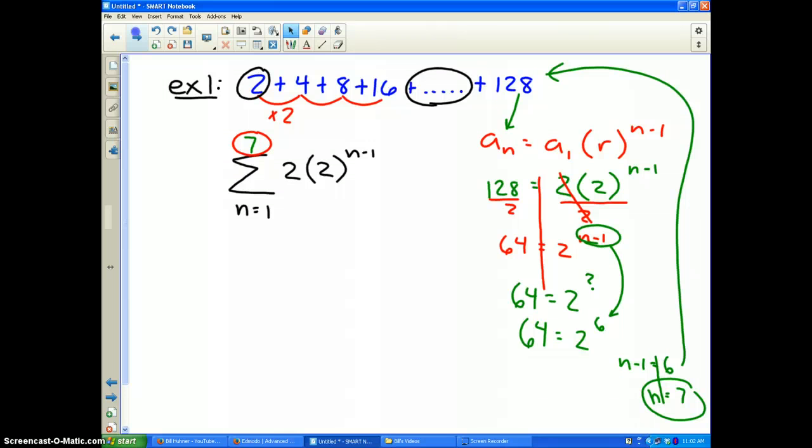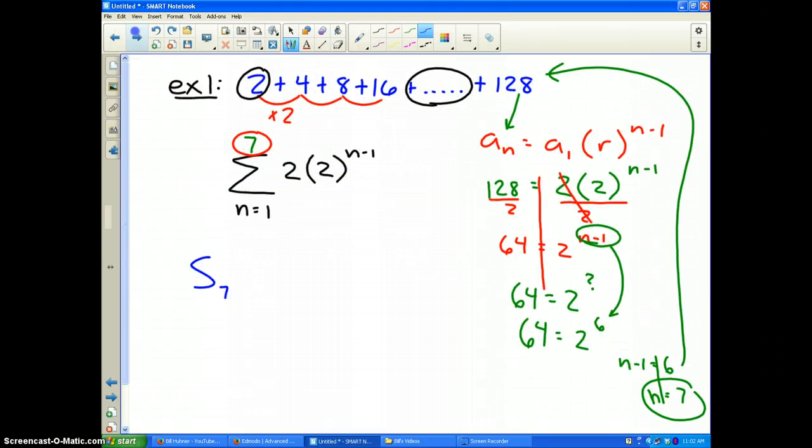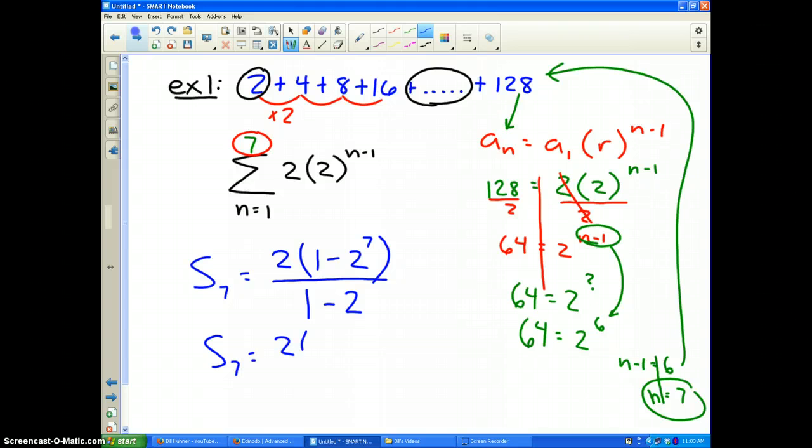Now we can use our formula. Go back a slide. This big formula written in red is what we're going to use. The sum of the first 7 terms of this pattern is equal to a sub 1, which is 2, times parenthesis, 1 minus the common ratio to the n power, 2 to the 7th, the whole thing divided by 1 minus the common ratio, which is 2. Now we need to simplify. What is 1 minus 2 to the 7th power? Well, 2 raised to the 7th power is 128. Now, 1 minus 128 gives you negative 127 in the middle.